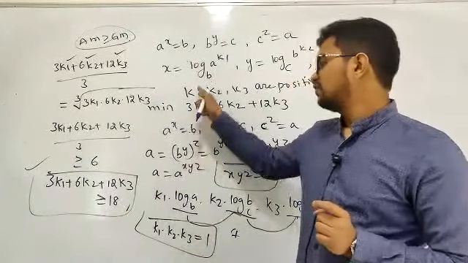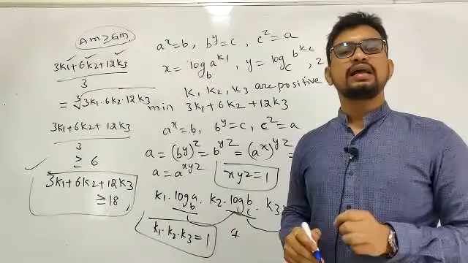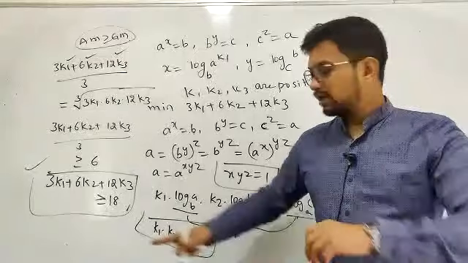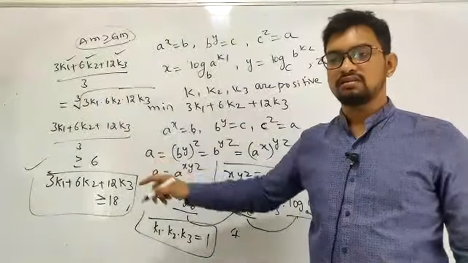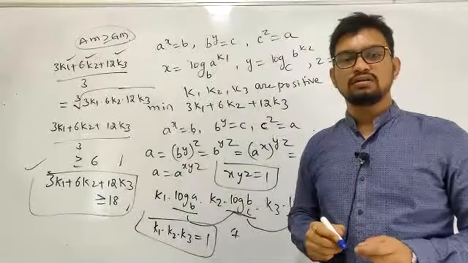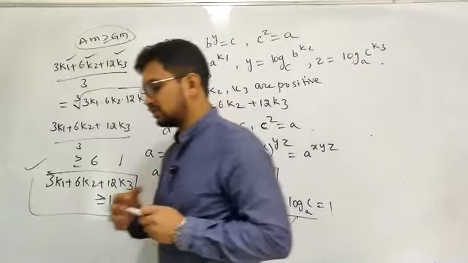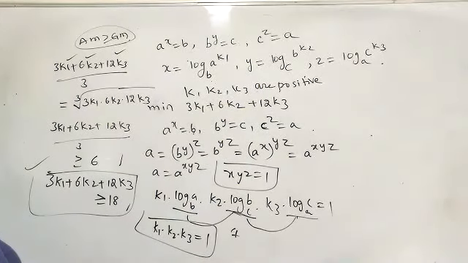First I found the relation between k1, k2, k3. After getting the relation between k1, k2, k3, I'm using it with respect to that equation. That's it. And AM greater than or equal to GM is already discussed previously. So this is your idea regarding this problem. So answer will be 18.